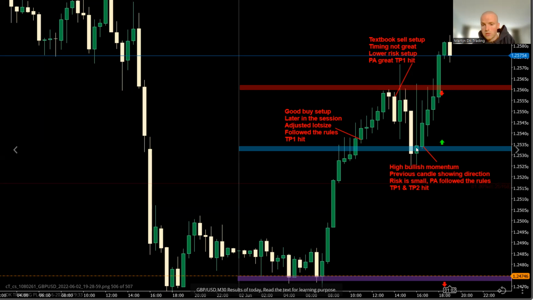It was a close above the box, small retest, entered a little bit later, but we got our TP1 and 2 within the first 13 minutes. It just followed the rules, the price action. That's what we like to see.